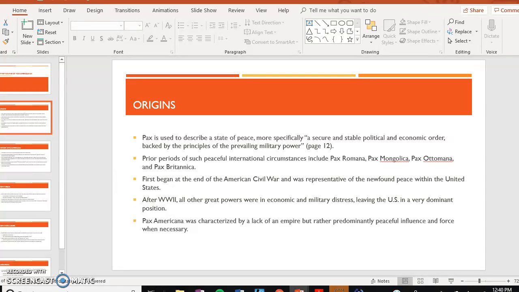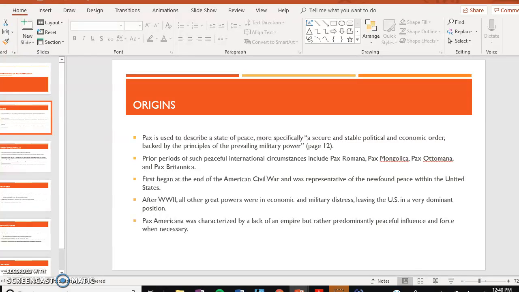So Pax Americana first began at the end of the Civil War. And it first just represented the peace that was just within the United States. But eventually, this peace spread across the world. So after World War II, many, many nations were in very distraught places economically and in their military. However, the United States boomed after World War II. They were very successful, so we were left in a very dominant position. This is what really put us into Pax Americana.